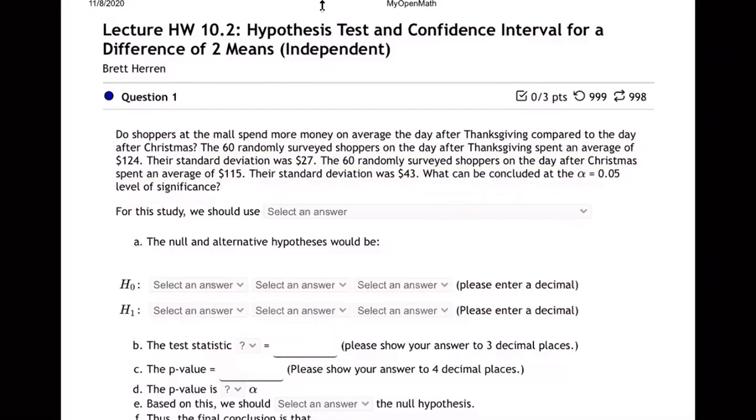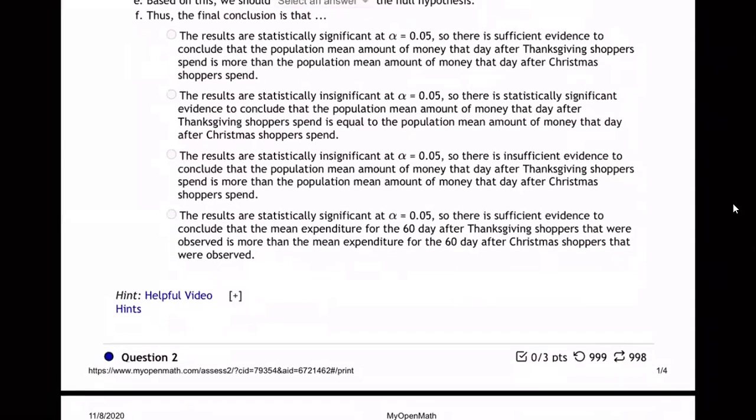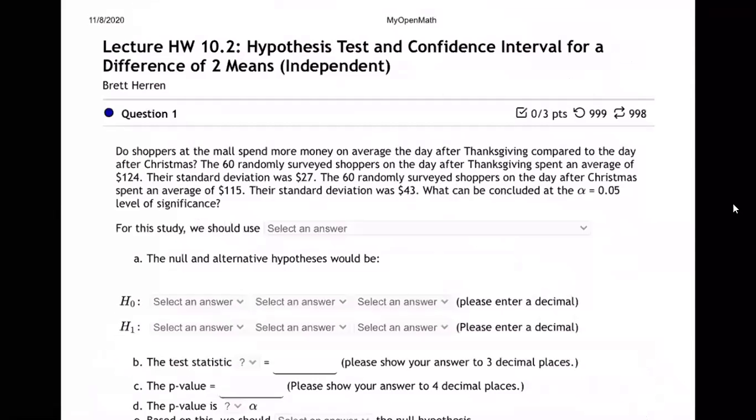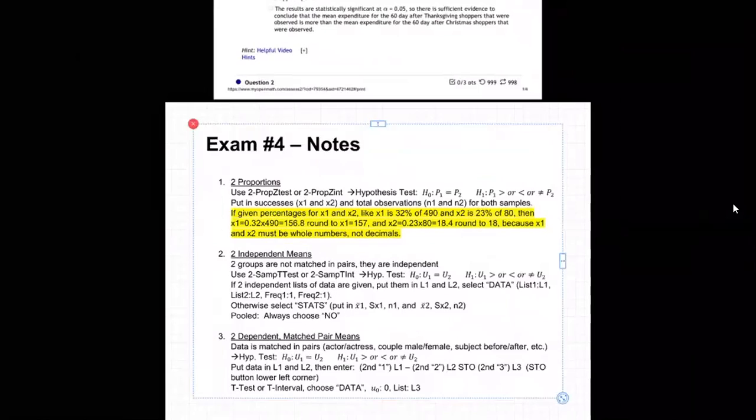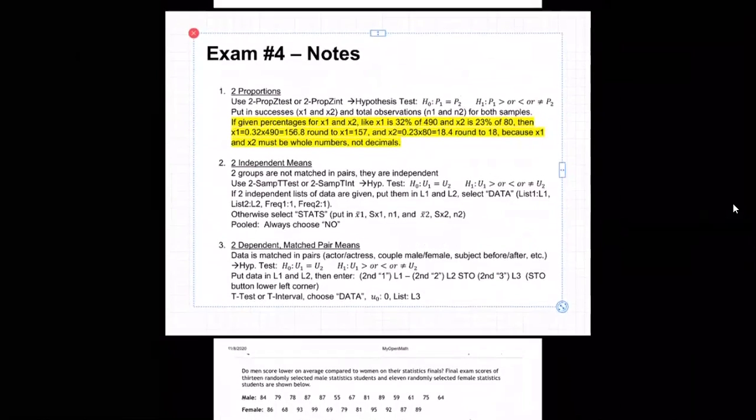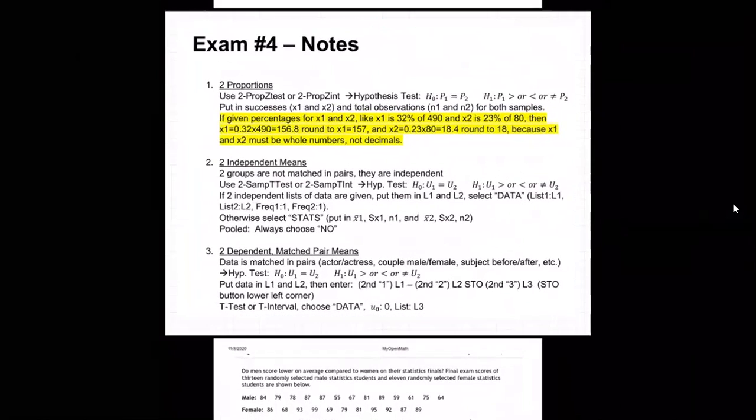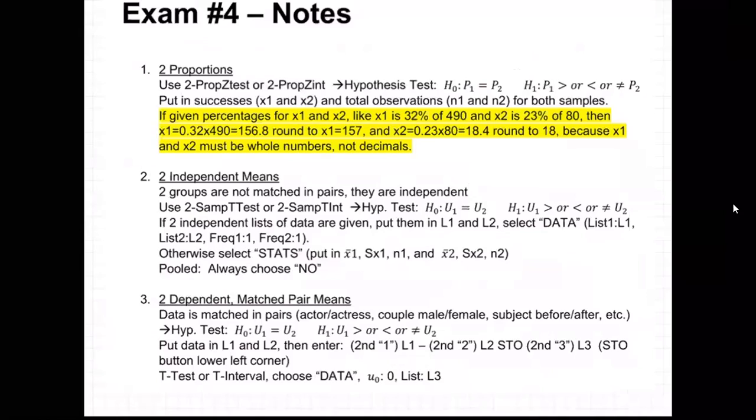So how are we going to do it? First off, we're going to go to our notes. All right, to the notes we go. Exam 4 notes will give us the guidance we need. This time we're talking not about proportions, but means.